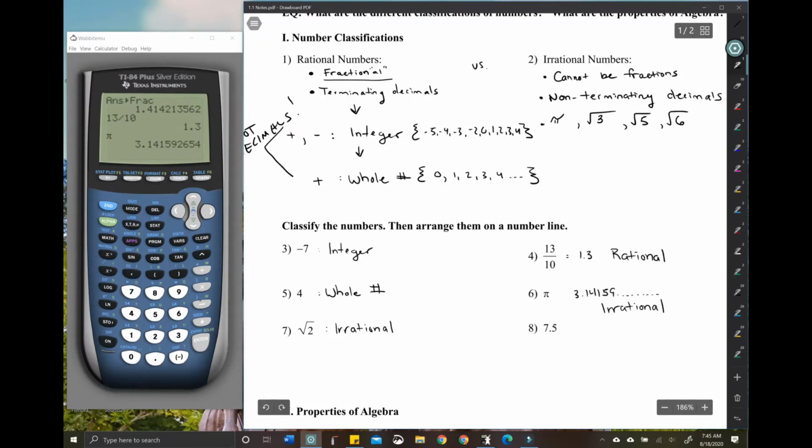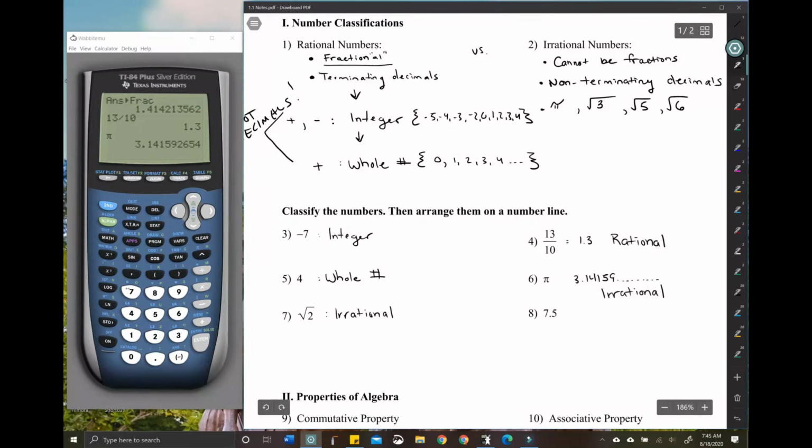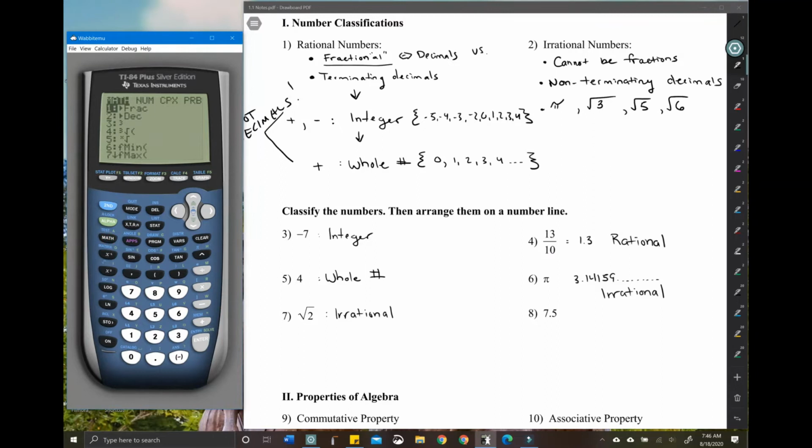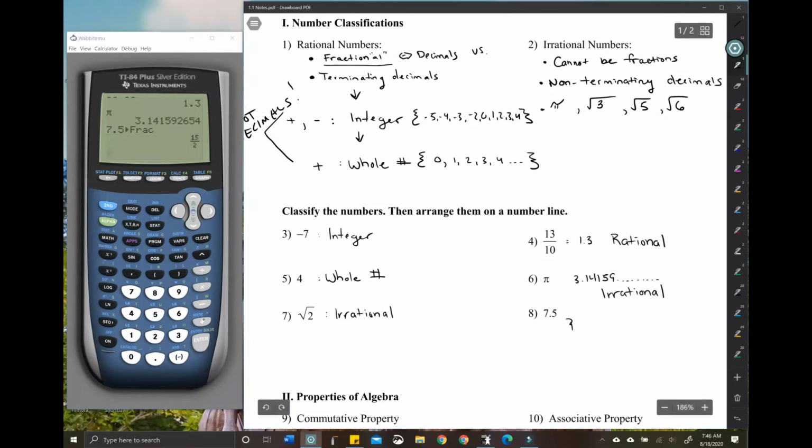And 7.5, that can be represented as a decimal. One thing students always ask: fractions and decimals, they're really interchangeable. I know students are like, well, it's a decimal, it's not a fraction. Really, it's the same idea. 7.5, in this case if you go to fraction, it's 15 halves. So it is rational.